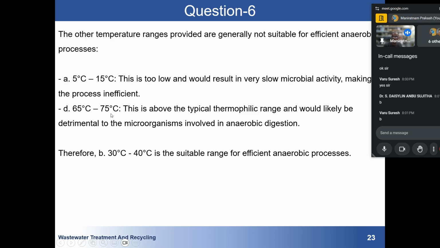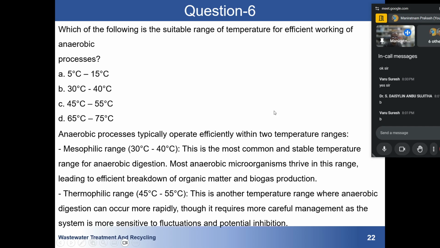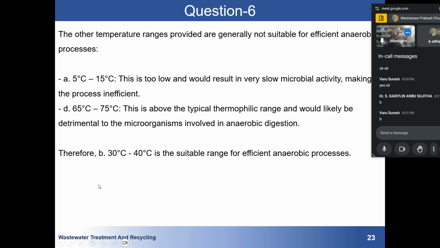Then we have 60 to 70 degrees. Obviously this is typically thermophilic. Remember all the ranges; this would likely also kill our microorganisms. So therefore the final answer for this question is B, that is the mesophilic range.